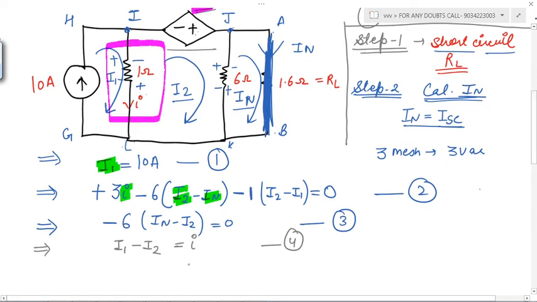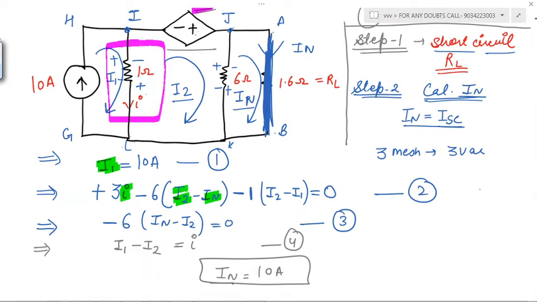Now we can solve this equation, right? From the calculator you can solve it easily. Then you will get the value of IN, how much did you get? That is 10 ampere. Up to this our step number 2 is completed, correct? Now move to step number 3.